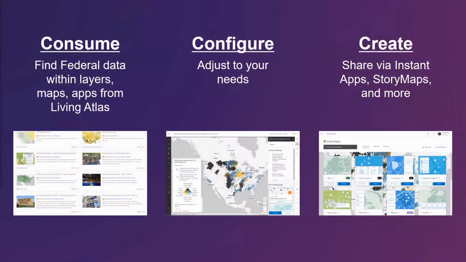With that short intro, I'll be handing you over to my colleagues, Stephen and Diana, to cover how to think about these federal data sets in 3 different ways. First, you'll learn how to consume federal content from Living Atlas. You'll see how to find and access these federal layers, maps, and more. Then you'll learn some valuable techniques about how to configure Living Atlas content to your mapping needs. Finally, you'll see how to create end products, which help you share out your mapping masterpieces to your audience.